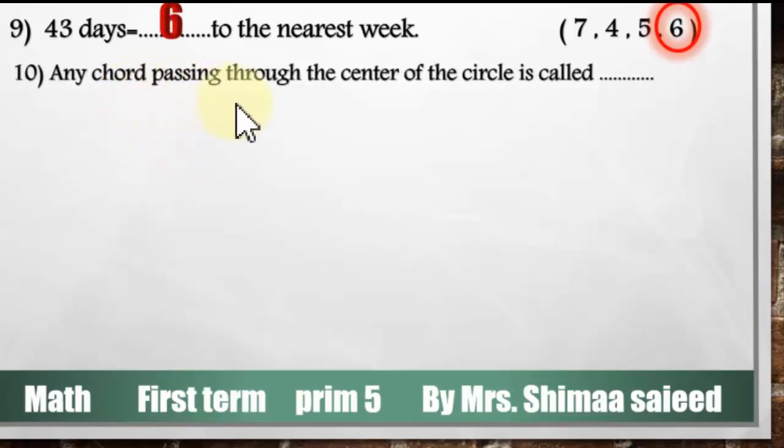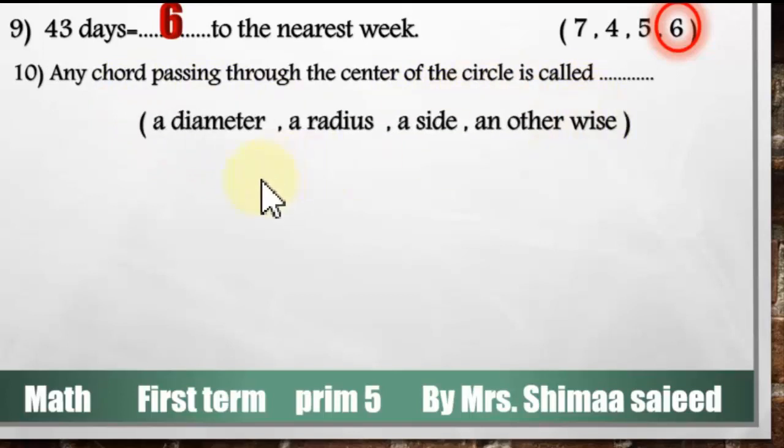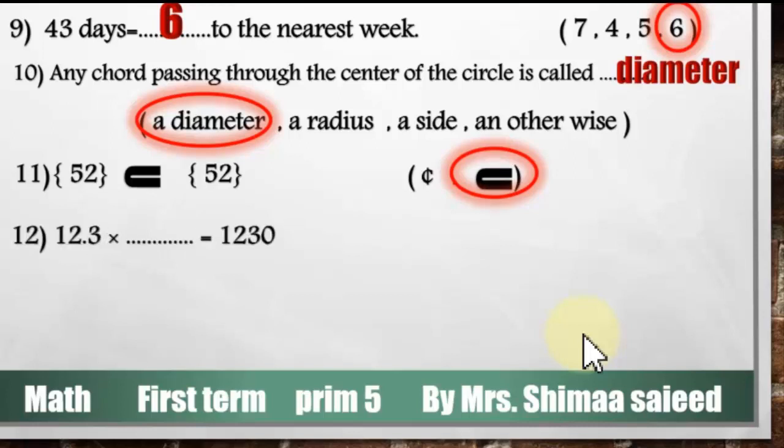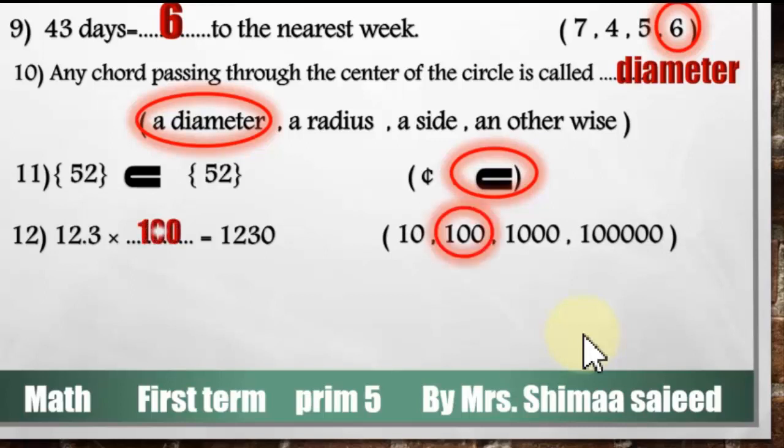Any chord passing through the center of the circle is called a diameter or a radius? Diameter. The set of 52 is a subset of the set of 52 because any set is a subset of itself. Now 12.3 times an unknown number equals 1230. 12.3 times 100, excellent, equals 1230.